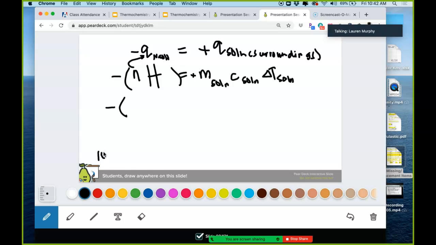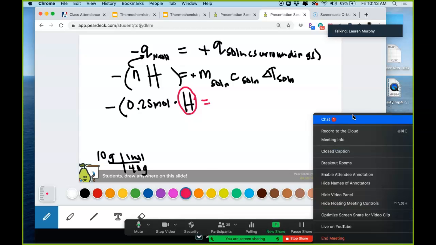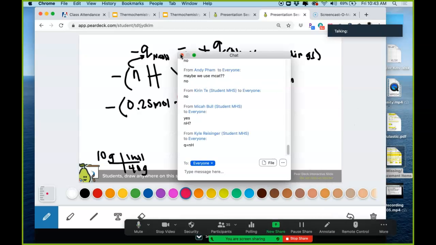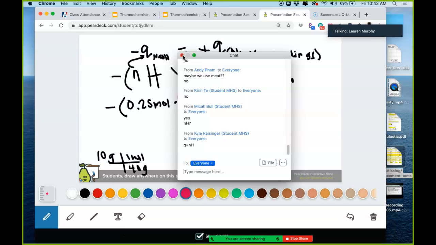So the sodium hydroxide grams was 10. And if you didn't know, sodium hydroxide is 40 grams per mole. So 10 divided by 40 is 1/4, which is 0.25 moles, times enthalpy. Now, this is what we're solving for, right? Equals, so NH equals, what's the mass of the solution? Ooh, what is the mass of the solution? Is it 200?